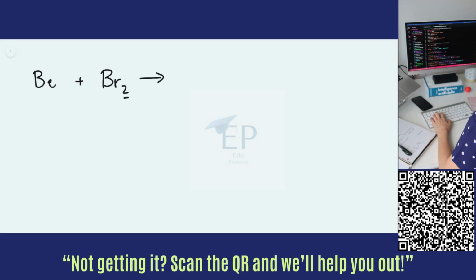All right. So we notice that beryllium is a metal and bromine is a nonmetal. So that means that they're going to be forming an ionic bond. Ionic bonds are made from ions, and so what we need to do is figure out the charge of each ion. That way we can balance it as a product.